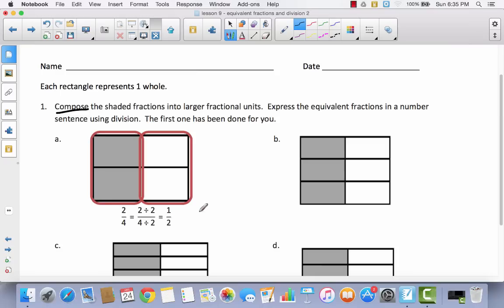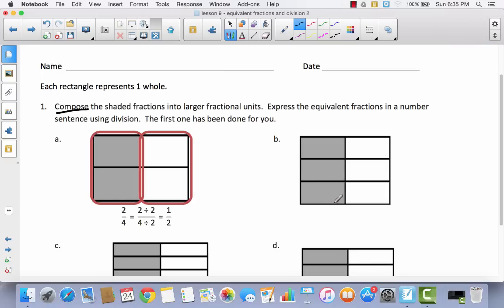So you can see the first one has been done for us. They started out with 2 out of 4, and they grouped the 2's together to show that this could also represent 1/2. So using division, they divided the numerator and the denominator by 2, and they got 1/2.